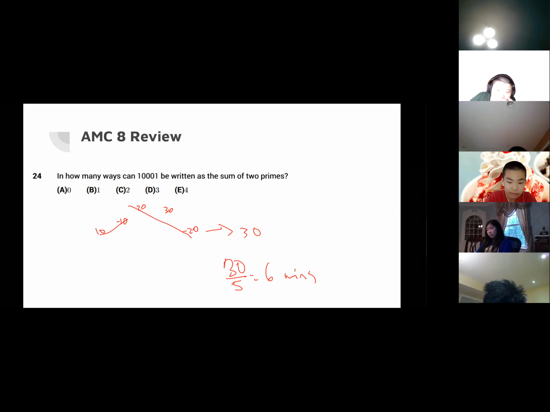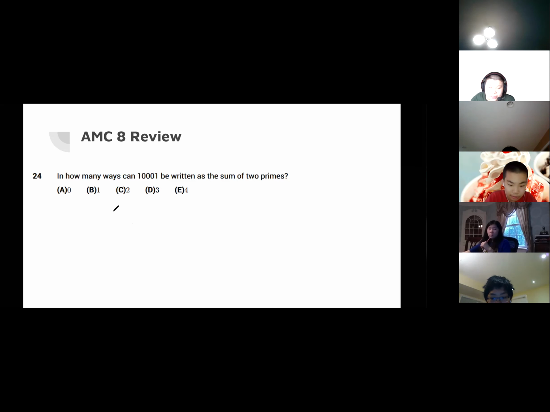Number 24. In how many ways can 10,001 be written as the sum of 2 primes? So this is more just like a recognition problem, I guess, using the terminology. Actually, everyone who attempted this problem got it right, but if you didn't do it, then it can be hard to figure out.